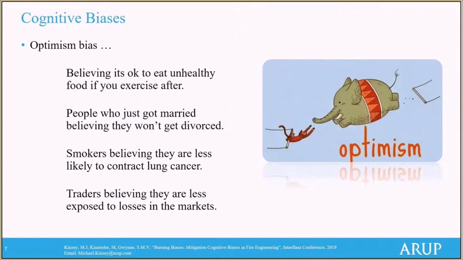Optimism bias is extremely common also. These range from believing it's okay to eat unhealthy food if you exercise after, due to an undue level of optimism, people getting married and believing they won't get divorced, despite the divorce rate in the Western world being about 1 in 2, smoking, believing they're less likely to contract lung cancer, and traders on the stock market believing they're less likely to be exposed to losses in the markets. By and large, as a human race, we are naturally optimistic. So this can lead us to make incorrect decisions.